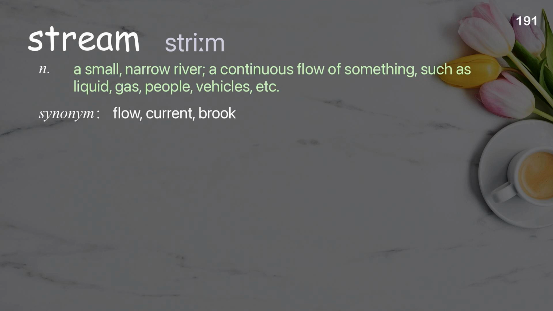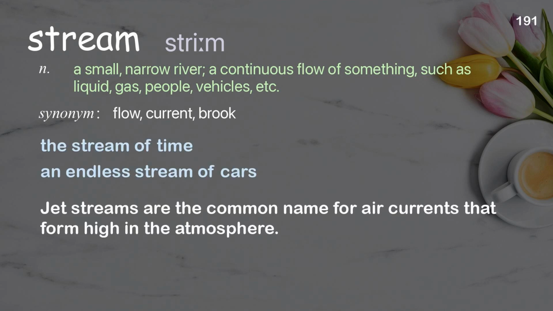Stream. A small, narrow river, a continuous flow of something, such as liquid, gas, people, vehicles, etc. Examples: The stream of time. An endless stream of cars. Jet streams are the common name for air currents that form high in the atmosphere.